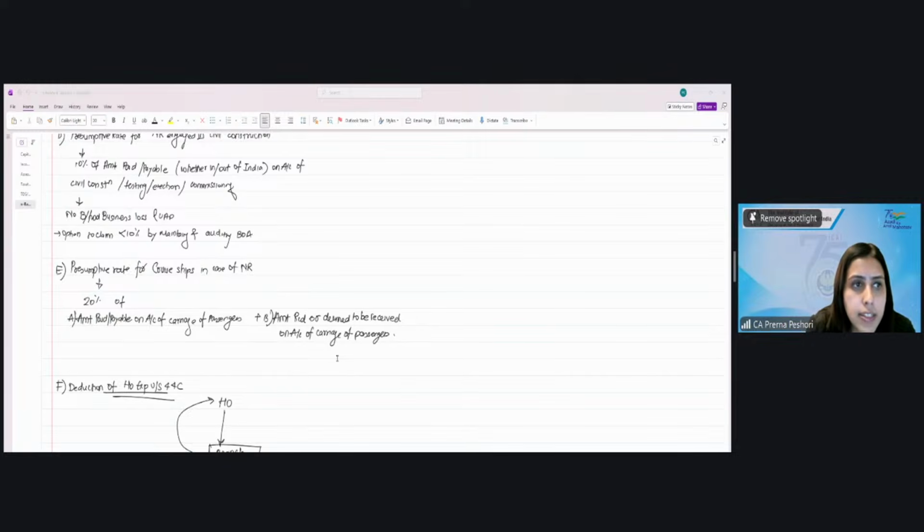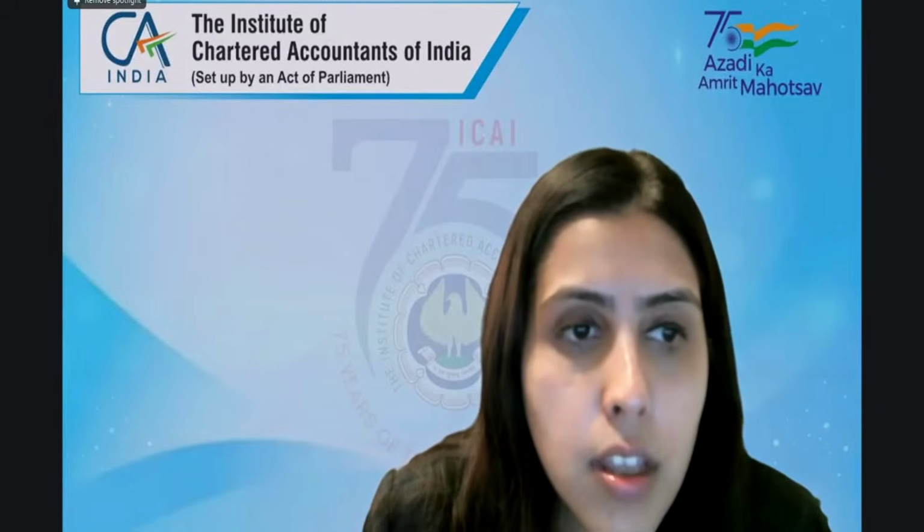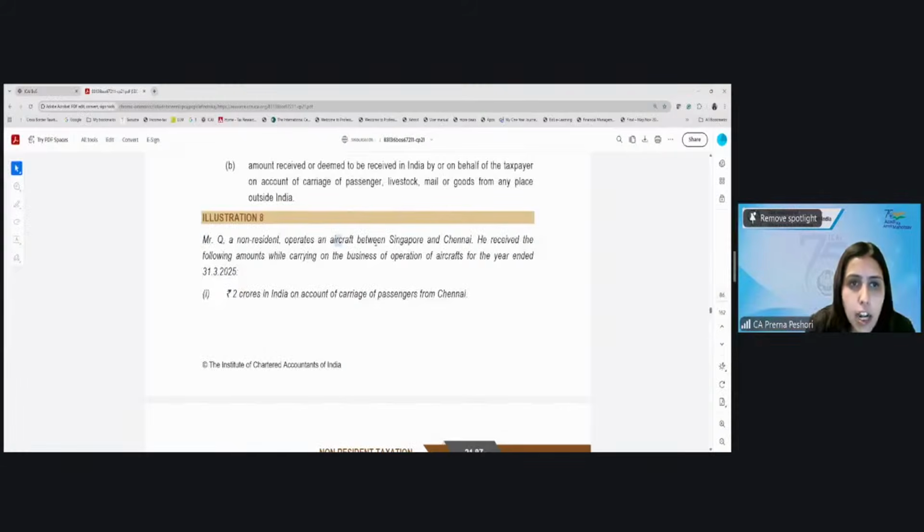Let us solve an example from the module so that we get clearer with respect to this. Mr. Q, a non-resident, operates an aircraft between Singapore and Chennai. He received the following amounts while carrying on the business of operation of aircraft for the year ended 31st March 25. Rupees 2 crores in India on account of carriage of passengers from Chennai. Whether you will include this? Yes, right, we will include this.